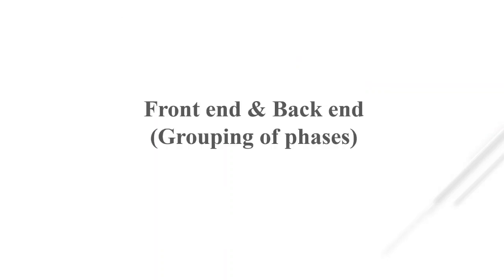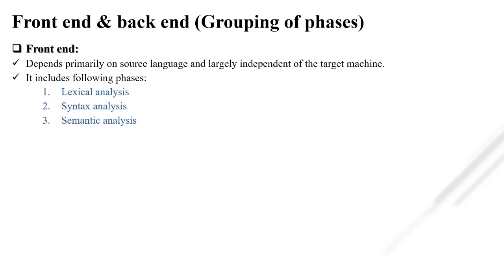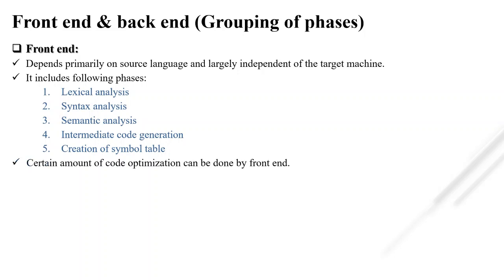So the next topic is the front end and back end of the compiler. It is also known as grouping of phases. The front end consists of those phases that depend on the source language and are independent of the target machine language. Front end includes lexical analysis, syntax analysis, semantic analysis, intermediate code generation, and creation of the symbol table. Some of the code optimization is also performed by the front end.